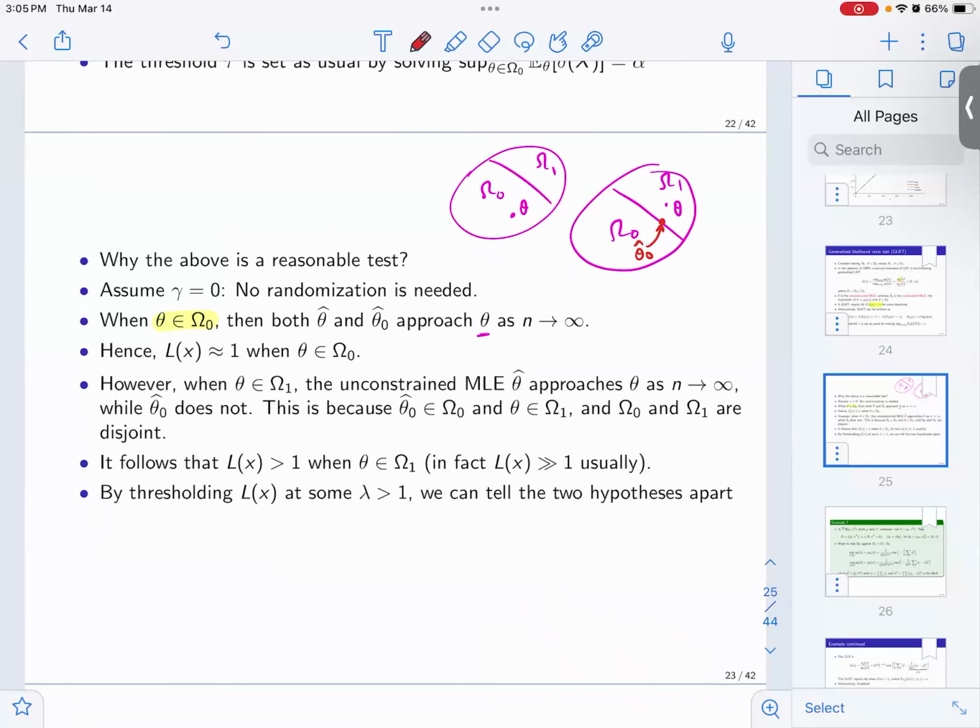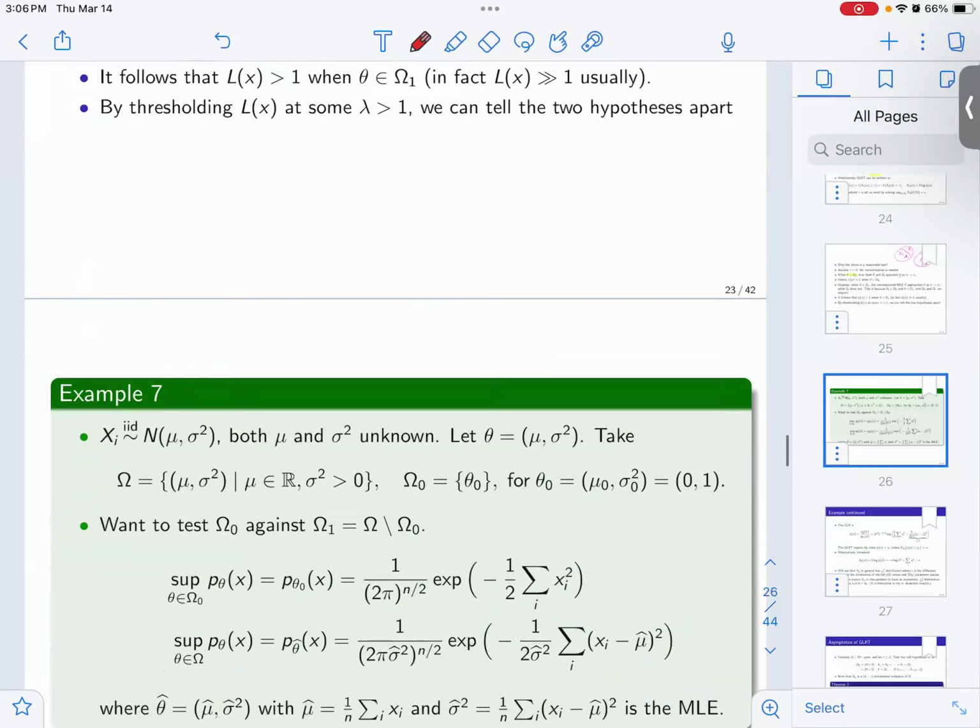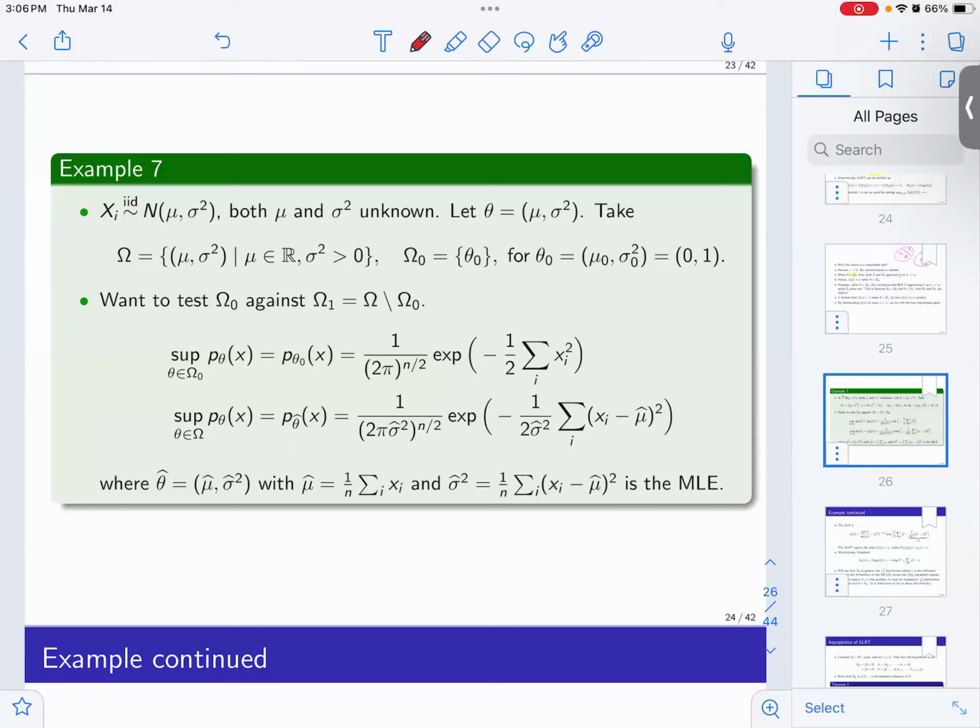Sounds good. Okay, so one example is when you have a normal distribution where the mean and variance are unknown.